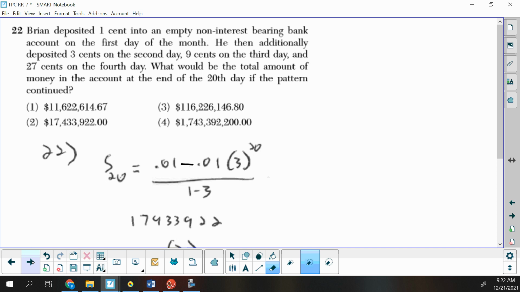Next one, we're starting with 1 cent. Notice our answers are in dollars, so we got to think of our original as $0.01. Each time it's tripling, so that's geometric. And because we want the total amount of money, we want to think geometric series. So your R is 3, 20th day, so that's our N. Fill that all in, and you end up getting choice 2 as your best answer there.